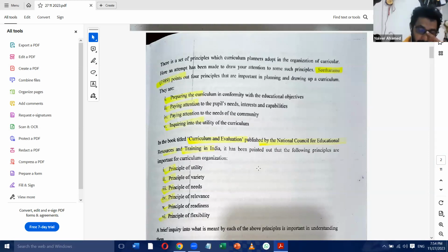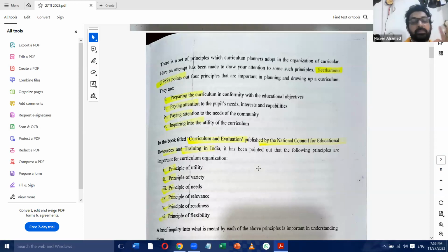To prepare a curriculum, Sitaram has addressed that the educational objectives should be taken into consideration. Then attention to the pupil's needs, interests, and capabilities. Then paying attention to the needs of the community. Then inquiring into the utility of the curriculum. These things we have already learned in another way. If you can recall what we were talking about in the last couple of classes, these things keep coming repeatedly in different forms, but basically they are the same. In the book titled Curriculum and Evaluation, published by the National Council for Educational Research and Training in India, it has been pointed out that the following principles are important for curriculum organization.